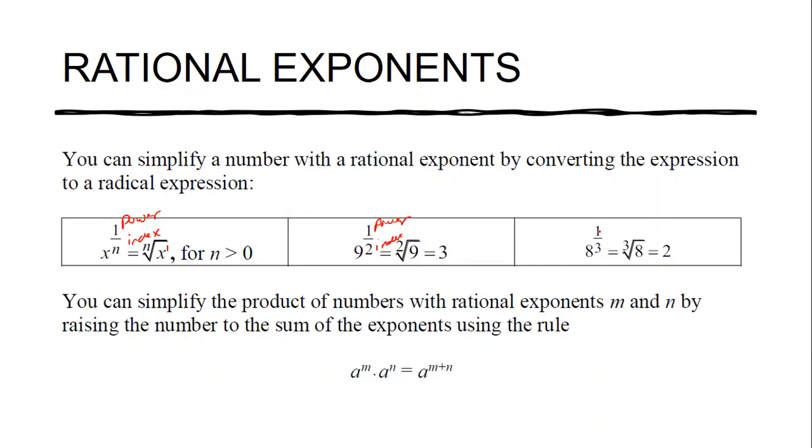Okay. Here I have 8 to the 1/3. My power is 1. My index is 3. So on the inside, I have 8 with the power of 1. On the outside, I have an index of 3. What is the cube root of 8? 2. Why is it the cube root of 8? Because 2 times 2 times 2 equals 8. Okay. So that is how it's done.